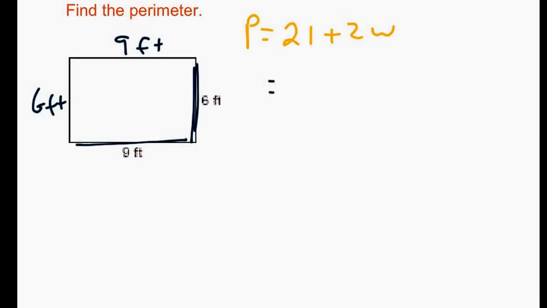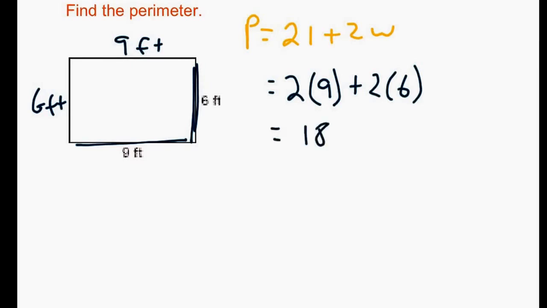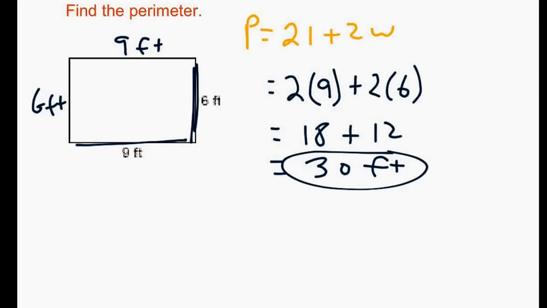Substitute 9 in for the length and 6 in for the width. Doesn't matter what you call the width and length. 2 times 9 is 18, plus 2 times 6 is 12. Add them together, I get 30, and that was feet, 30 feet. Okay, so that's if I'm using this formula.